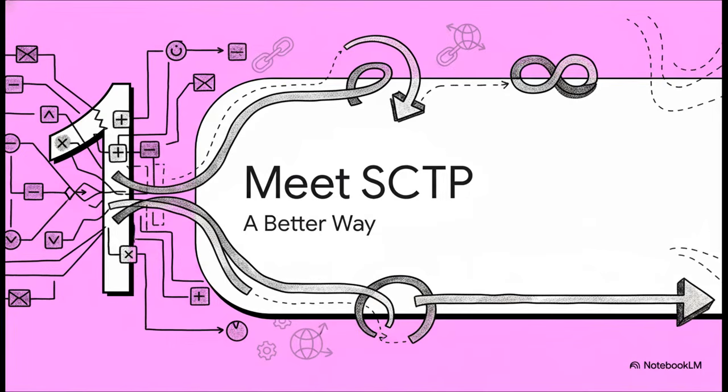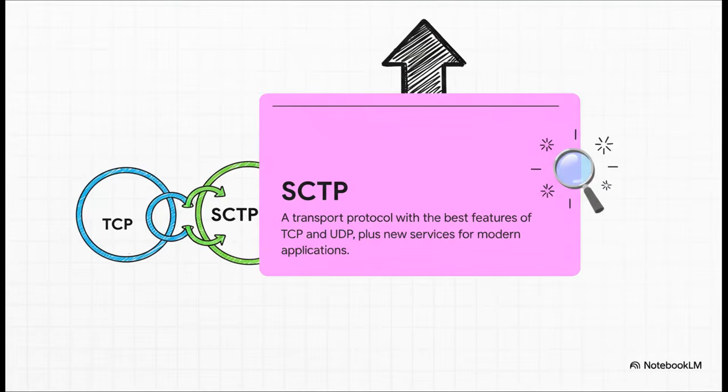But what if there was a better way? A protocol that was actually built for the modern internet? One that could just solve this problem? Well, there is. So let's meet SCTP. So what on earth is SCTP? Well, the full name is Stream Control Transmission Protocol. Basically, you can think of it as the next evolution. It sits at the same transport layer as TCP and UDP, but it was designed from the ground up to take the best bits of both.